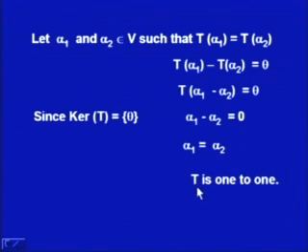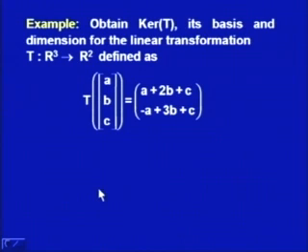So, this means T is 1-1. Even if we started with two different values, it comes out that these two vectors are the same, and this proves that T is 1-to-1. So, we have proved the result. Now, I will take some examples.